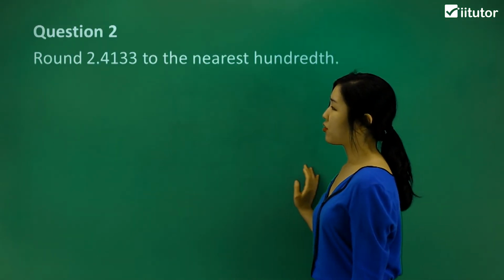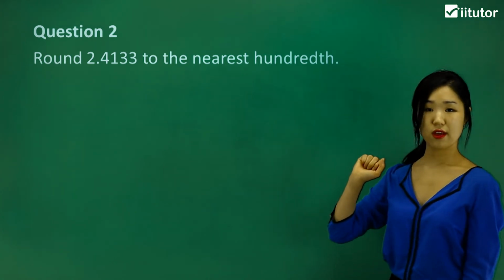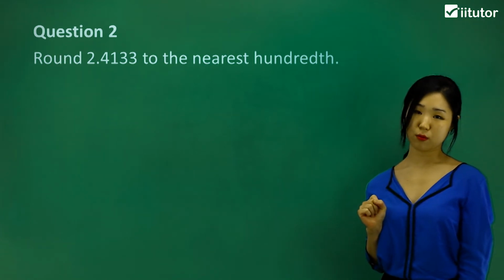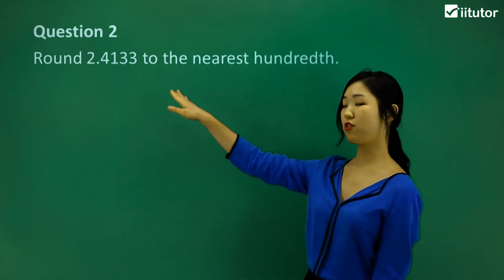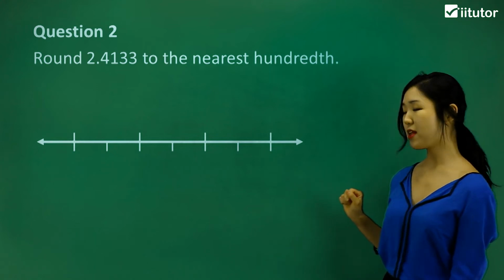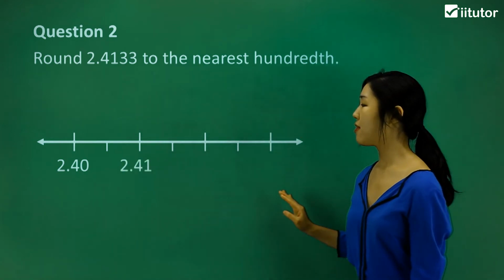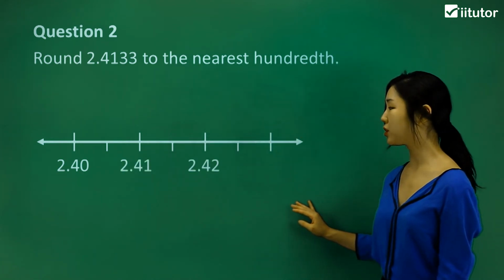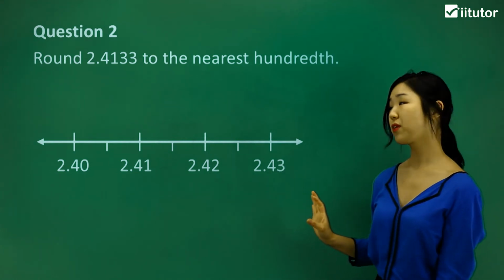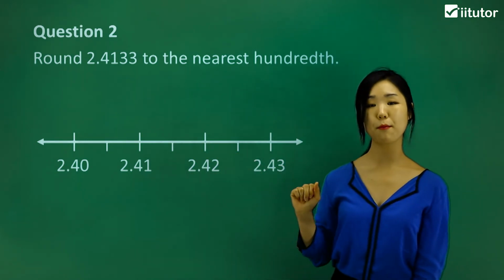So if we look at question 2, round 2.4133 to the nearest hundredth. So this time, nearest hundredth is looking at the two numbers after the decimal point. If we're going to do this, we're going to be looking at some numbers that are rounded to the nearest hundredth. So what I mean is, on the number line, I'm going to put 2.40 to start with, and then 2.41, 2.42, and 2.43, because these are numbers that are in the nearest hundredth form. And I want to know whereabouts it is closer to on this number line. So which hundredth number is it closer to?